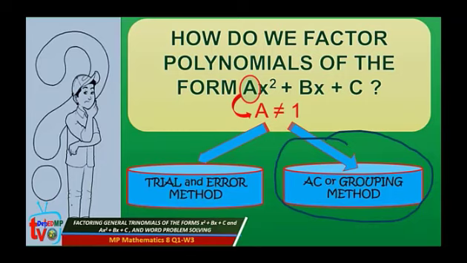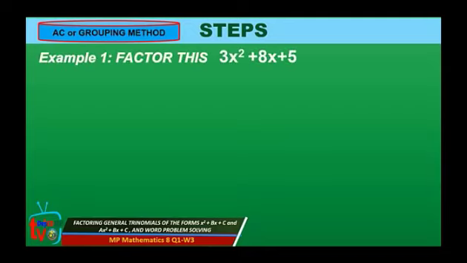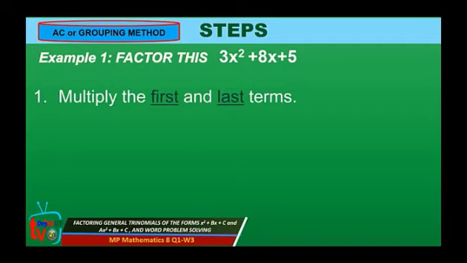I have here 3 examples. Example 1. Factor 3x squared plus 8x plus 5. Here are the steps. First, we multiply the first and the last terms, which are 3x squared and 5. That's why it's called AC method, because as you can see in this step 1, we multiply the values of A and C in our pattern ax squared plus bx plus c.